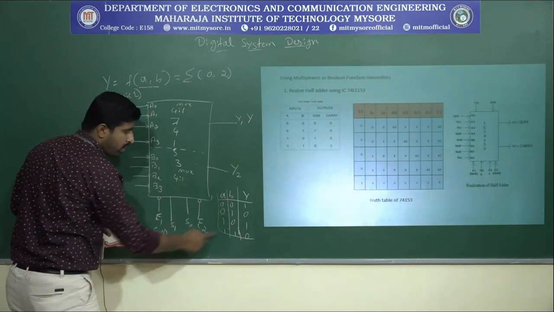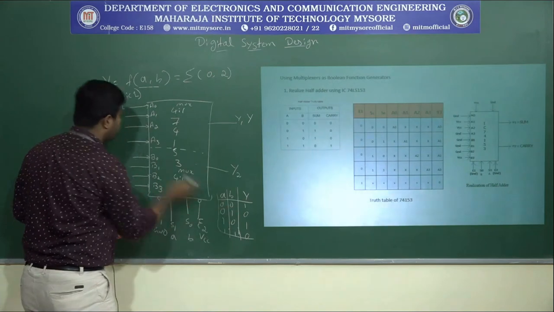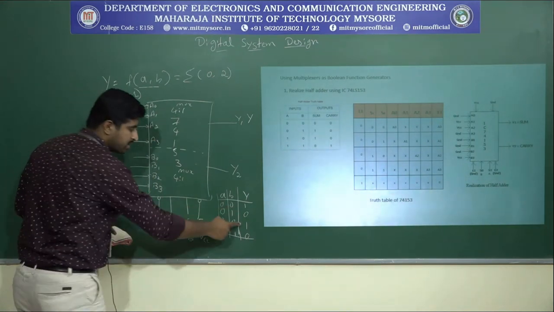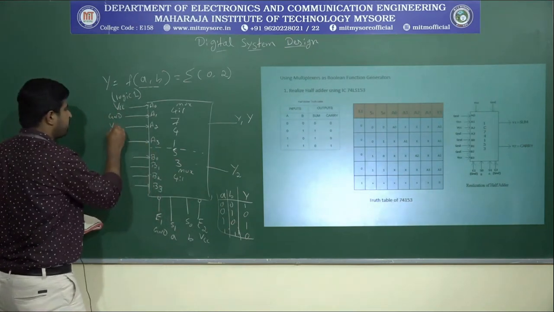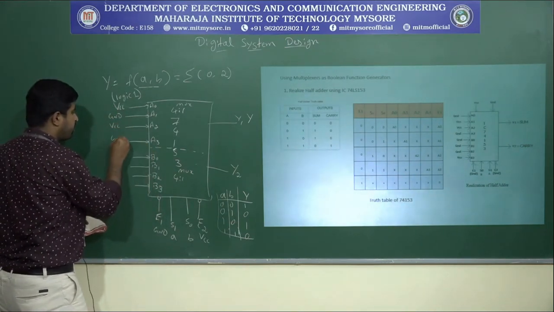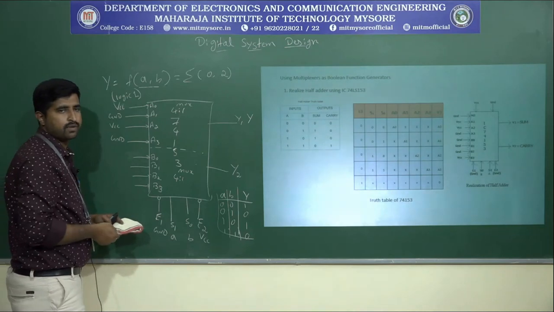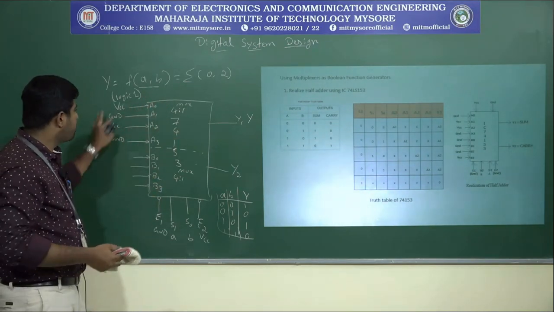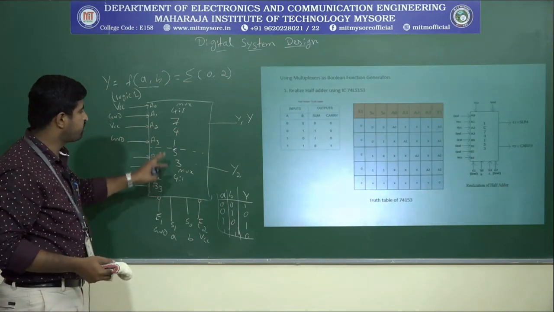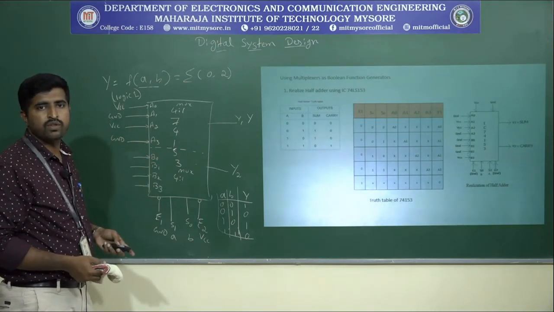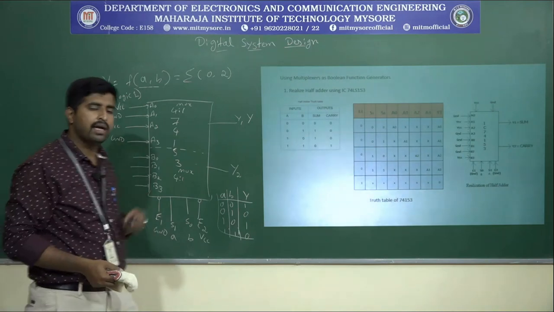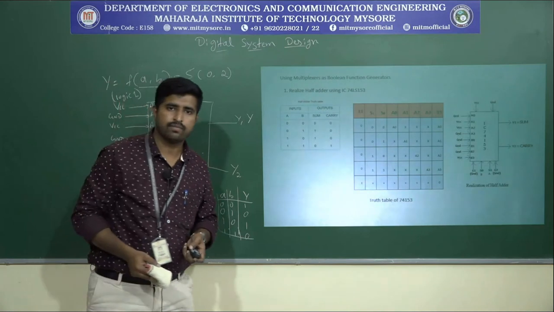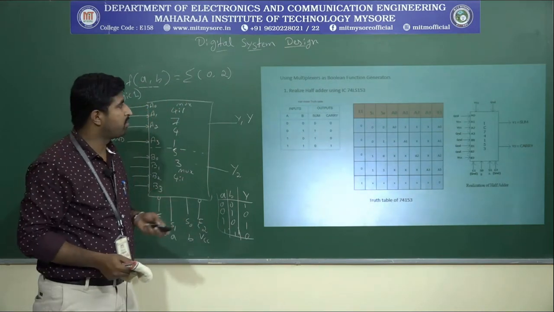Similarly, when 0, 1, output must be 0. So this A1 pin will be connected to the ground, and similarly A2 pin will be connected to the VCC and the A3 pin will be connected to the ground. Okay, like this any two variable function can be implemented by using a 74153. Okay, so we can implement the three variable function also, but how that is done we're going to see next. So next we'll move to the next problem.